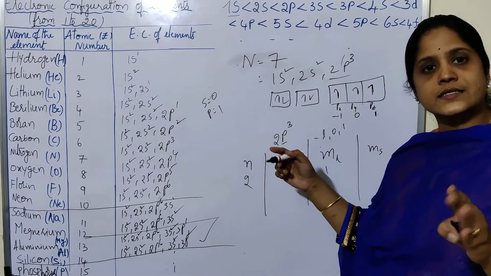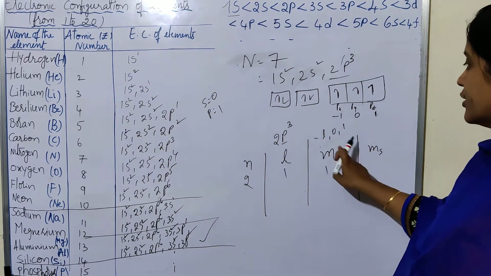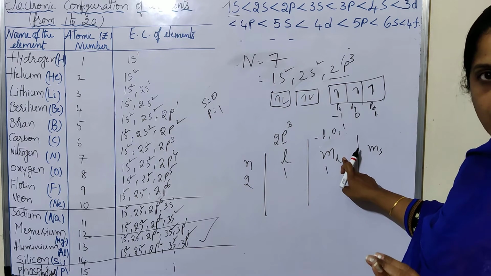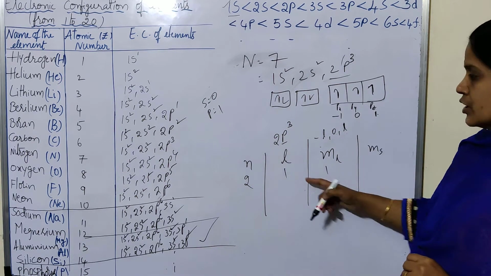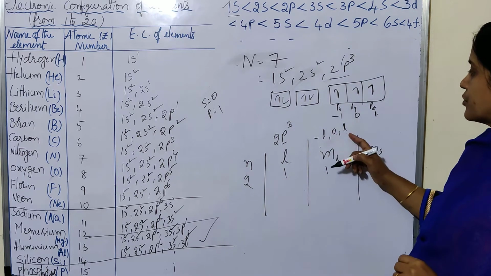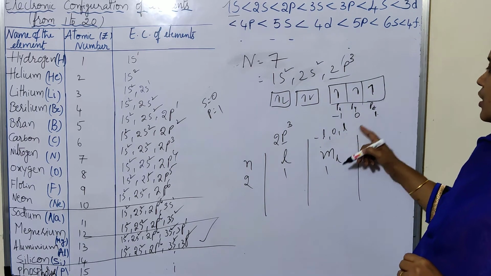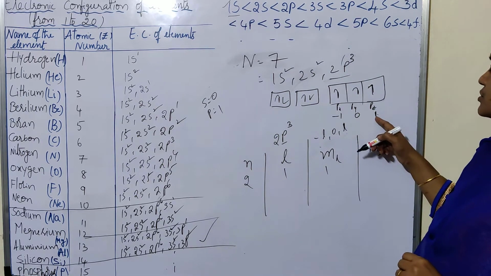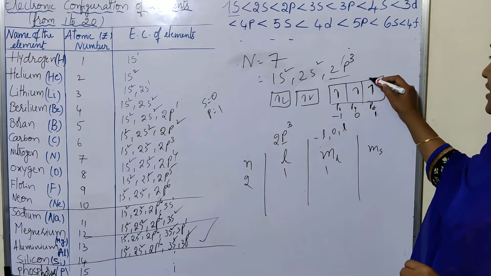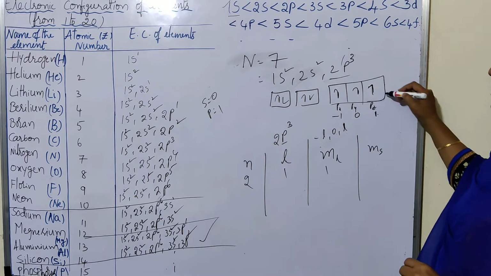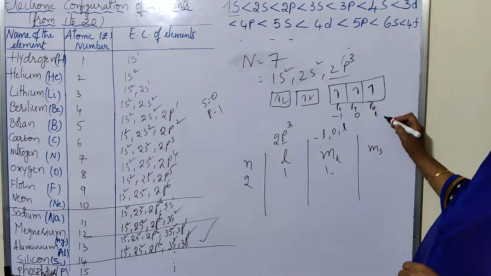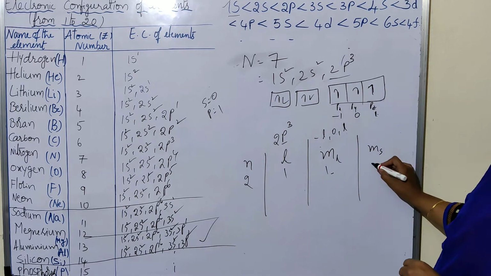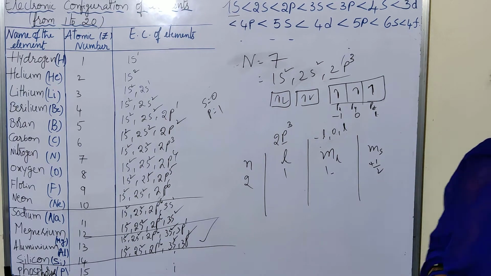I will take one more example and explain it. Here, to find the Ml values, what is the formula? Minus L, 0 and plus L. So here L is equal to 1. Substitute, and you will get minus 1, 0, plus 1. So write these values. The last electron is in Pz, so the Pz value is 1. Write it here. Then Ms. For the spin, we will take it as positive.